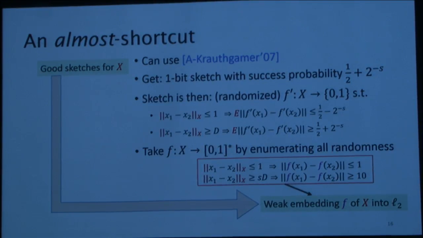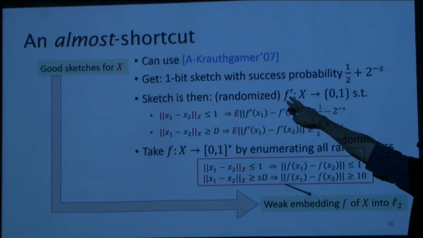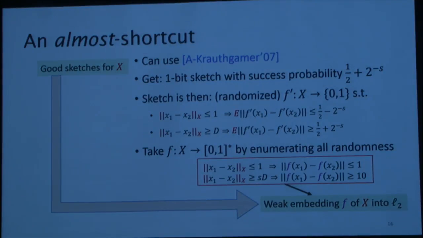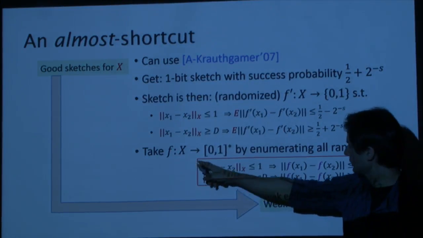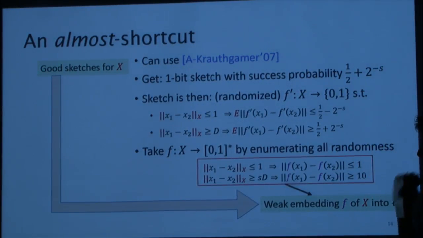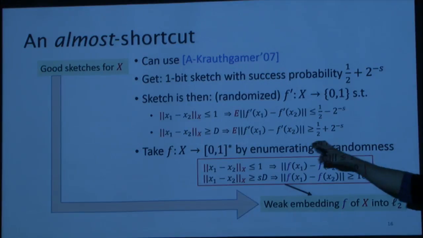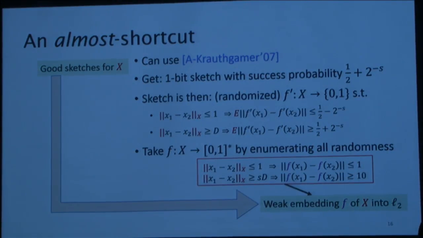Now, having this randomized F prime with some public randomness over some random bits, we can just enumerate. We can take F, which has many coordinates, and for each coordinate we write the probability that we choose that random bit string times what F prime gives on the input for that random bit string. So we just write out all the randomness on all the coordinates, to put it differently, to transform an expectation into an L2 norm. Okay, this should actually not be a norm, this should be just an absolute value, since these are one dimensional. So this is what we can obtain.